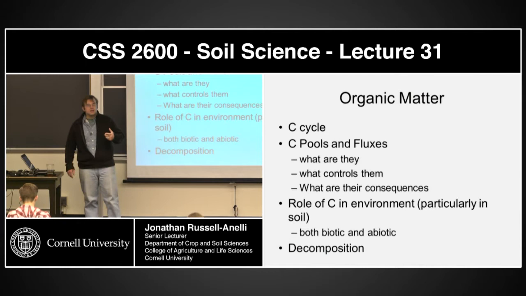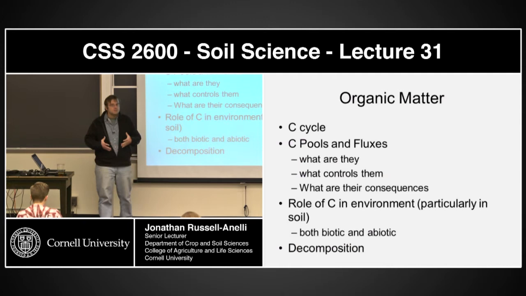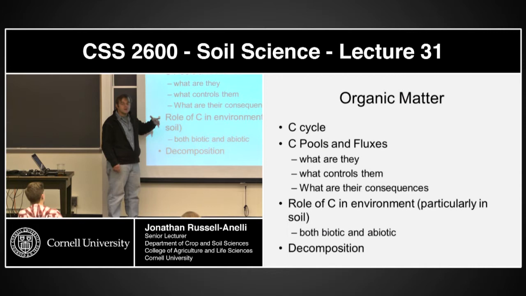The next thing we talked about was organic matter. I just wanted you to get a sort of concept of what organic matter was and sort of the organic cycle, the carbon cycle. So we talked about the carbon cycle. We talked about the carbon pools and their fluxes, what they are, what controls them, and what are their consequences. We then went on to start talking about the role of carbon in the environment, particularly in the soil. Okay. But we also talked, when we were talking about this role of carbon, we were talking about biotic and abiotic activities, things that were going on, but we also started talking about decomposition.